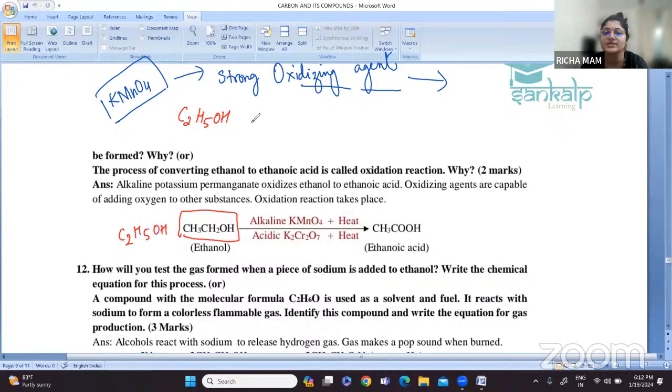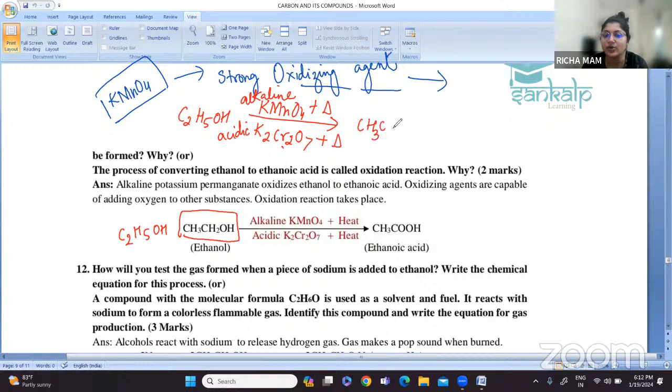So it is ethanol. When you treat ethanol with either alkaline KMnO4 or K2Cr2O7, which is potassium dichromate, and if you heat it, either you have to take alkaline KMnO4 or an acidic medium of potassium dichromate, either one. So what will you get? You will get acetic acid, that is ethanoic acid, CH3COOH.